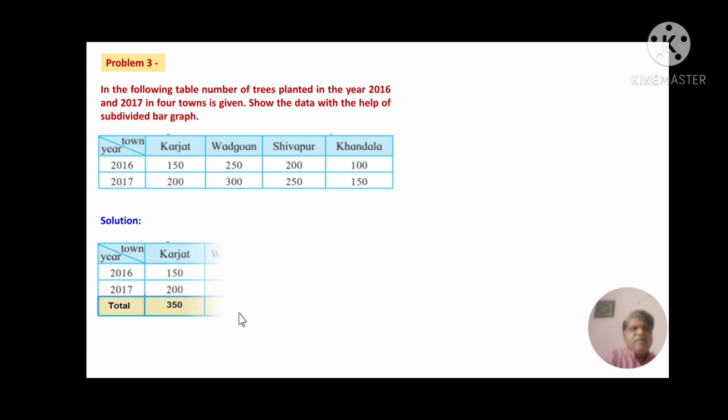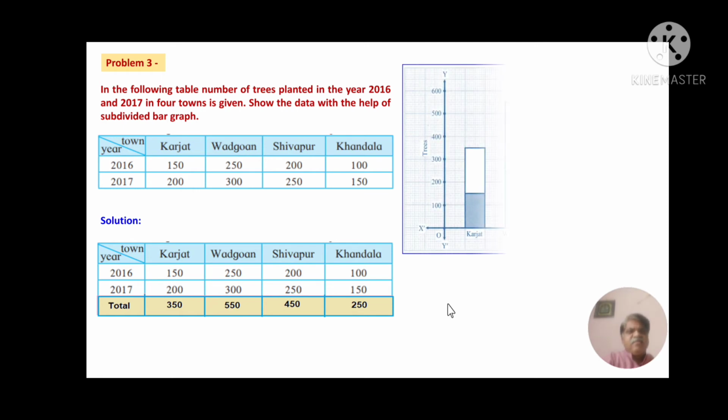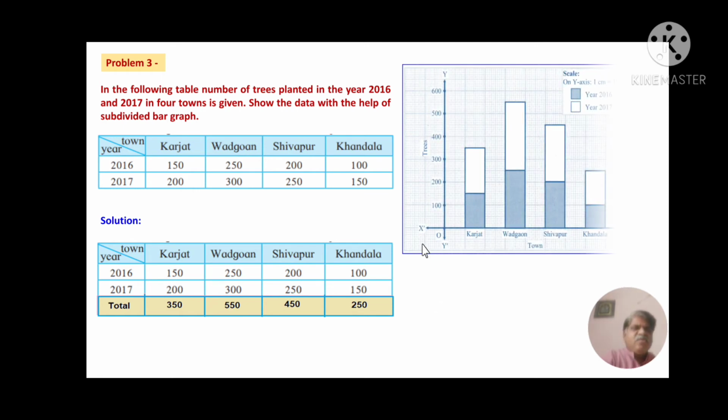Here you could see that the total of trees for Karjat planted in 2 years is given, that is 150 plus 200, 350, and for Vadgaon it is 550, for Shivapur it is 450, and for Khandala it is 250. So let us prepare a subdivided bar graph. Here we have to first draw the x-axis, then the y-axis. On the x-axis we have to consider the towns, whereas on the y-axis we have to take the trees planted. So here you have to take the scale of 1 centimeter equal to 100 trees. Accordingly you have to write the scale over here.